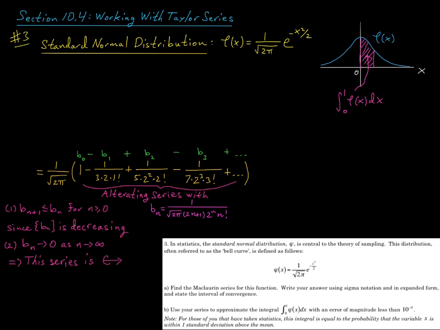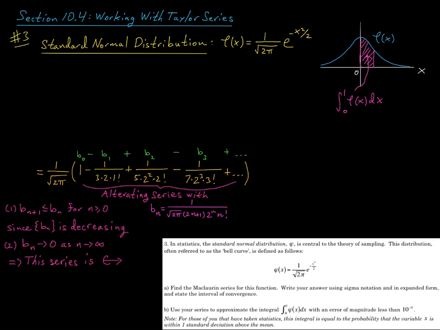So it's a decreasing sequence. So this first condition in the alternating series test is satisfied. And b sub n is also clearly approaching 0 because the denominator is approaching infinity, the numerator is constant. So the second condition in the alternating series test is satisfied. And so this is a convergent alternating series.